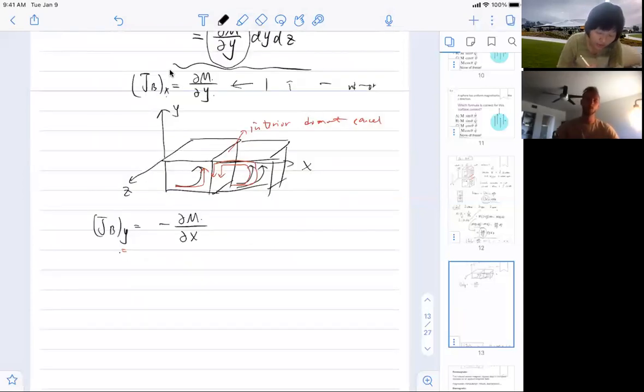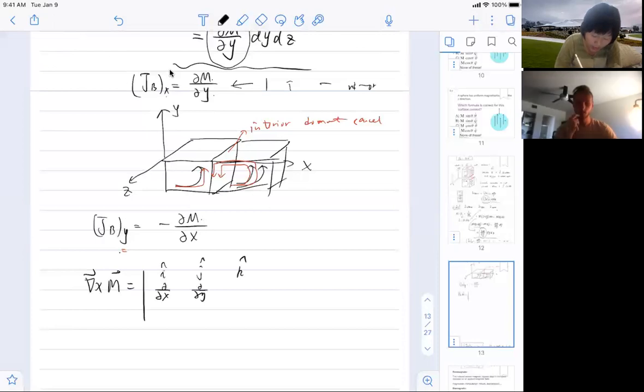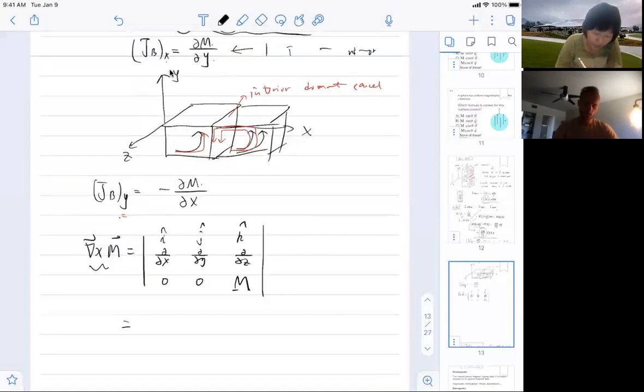So you realize, well, everything can be written using the curl, because if we do the curl of M, we will do it something like this: i hat, j hat, k hat, d/dx, d/dy, d/dz. And M, the magnetization, is only in the z direction. So M is (0, 0, M). The curl of M is exactly dM/dy x hat minus dM/dx y hat, which is exactly what you have derived there, right? The dM/dy gives you the x hat, the dM/dx gives you the y hat.